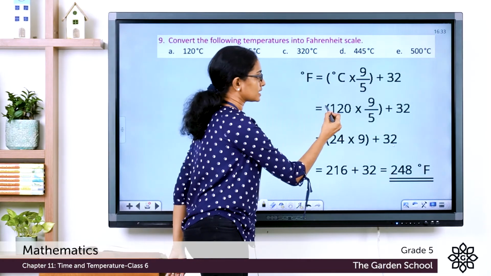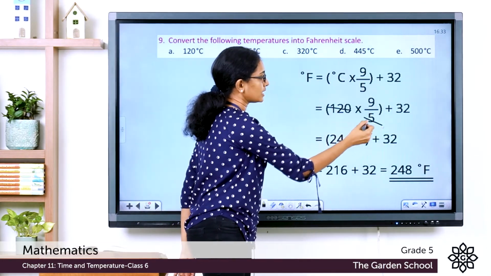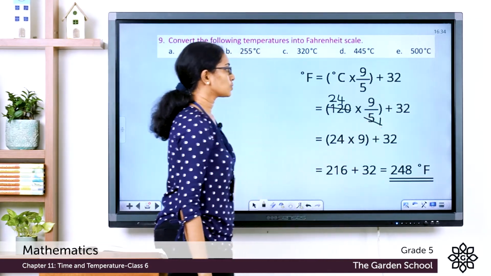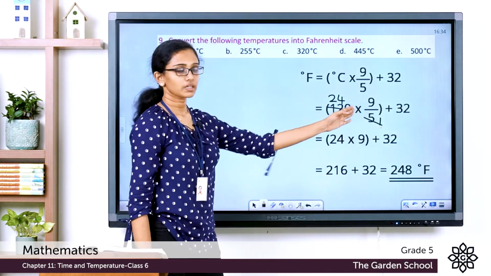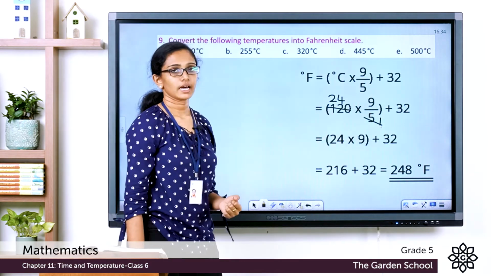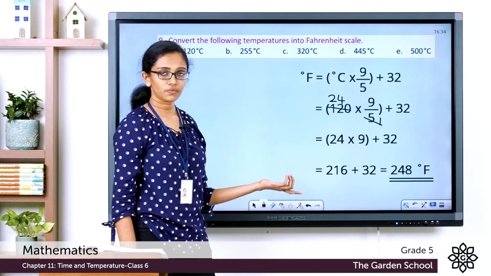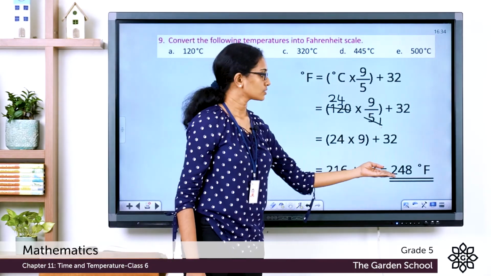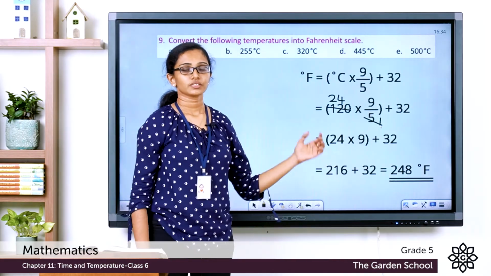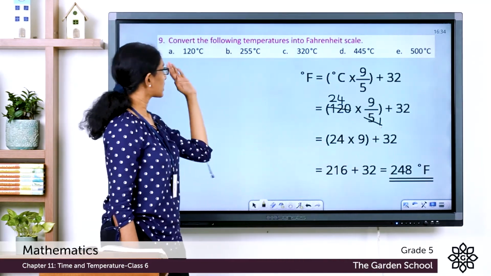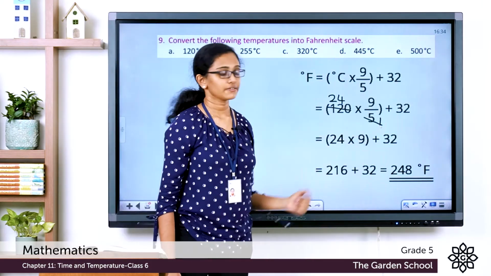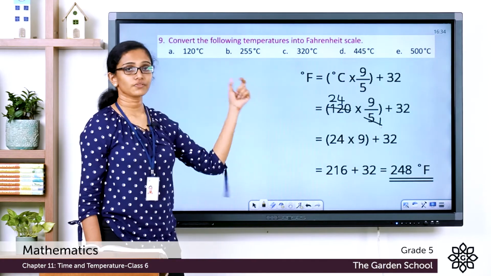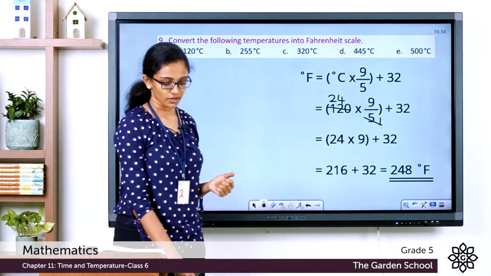So cancelling out the common factors, 120 divided by 5 is equal to 24. 5 divided by 5 equals 1. So this part is equal to 24 into 9 plus 32. And 24 into 9 equals 216 plus 32 is equal to 248 degree Fahrenheit. So that is the equivalent temperature of 120 degrees Celsius in the Fahrenheit scale, 248 degree Fahrenheit. So the rest of the questions from this one we can do ourselves in your notebook.